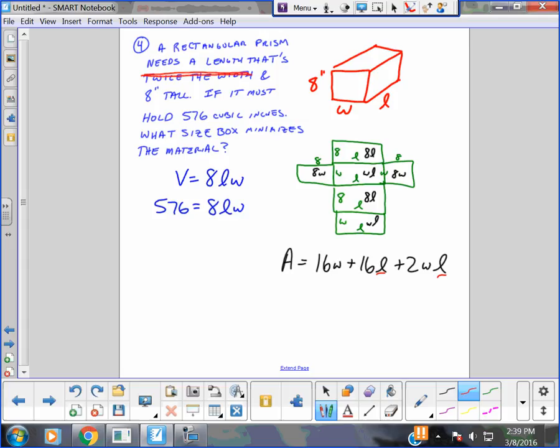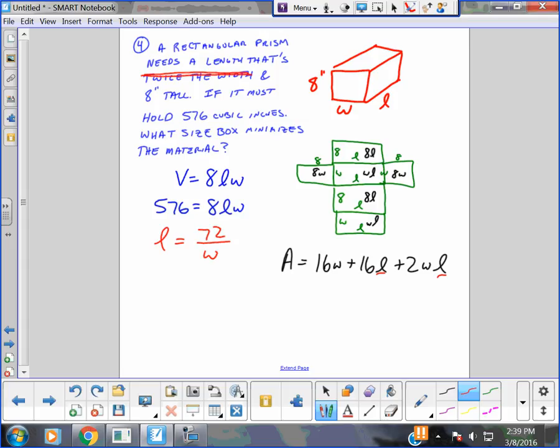We'll say it's 8 inches tall, all right? Everybody, I have to get to one variable, and I have this equation over here, 576 equals 8 times LW. What if I divide? There's 2 W's, 2 L's, I'll solve for L. I'll divide by 8W, and 576 divided by 8 is 72. Well, now I got length equals 72 over W.